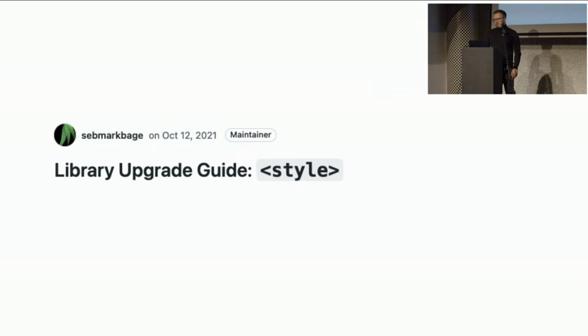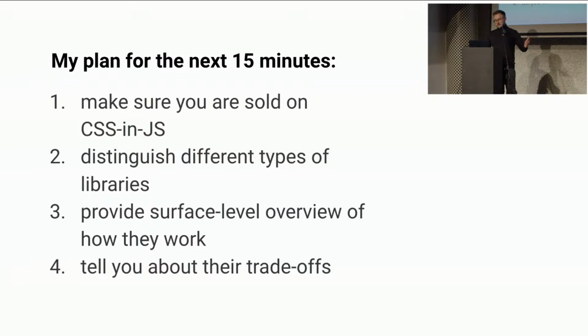So I think this is a really good spot to take a step back from this whole situation, take a big, wide look at CSS and JS in general, see where we are, see if we can do something about these problems. Are they really CSS and JS problems? And maybe there's something better than CSS in JS, who knows? So I hope that by the end of this talk, I will at least make sure you are sold on CSS in JS, because I quite like those kinds of libraries myself. I will try to distinguish different types of libraries in that space, and I will provide a surface level overview of how they work, so that you can go back to your regular everyday life and at least have some bit of context around why these things work this way, and maybe even some more confidence in CSS and JS.